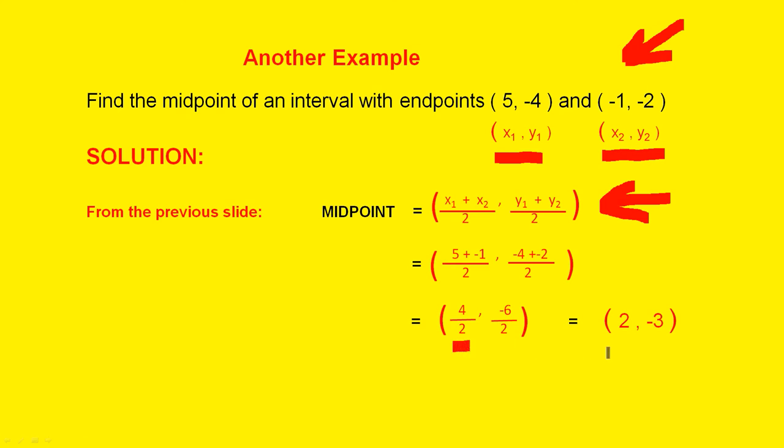Now 4 over 2 gives you 2. Minus 6 over 2 gives you minus 3. So there is the midpoint. (2, minus 3).